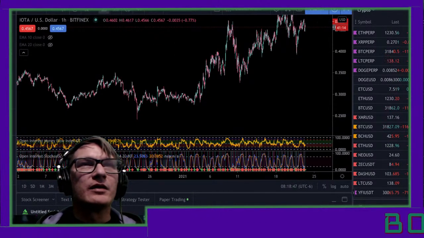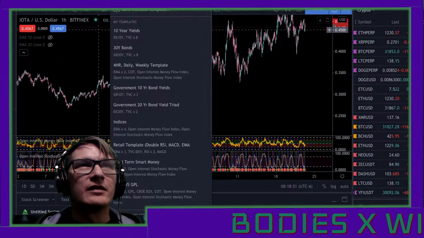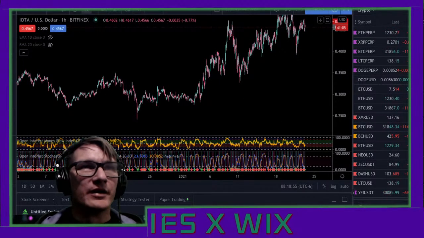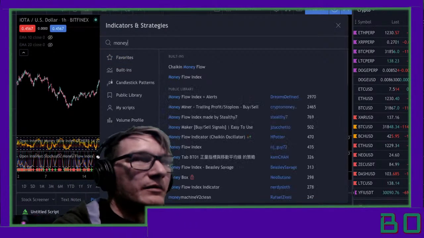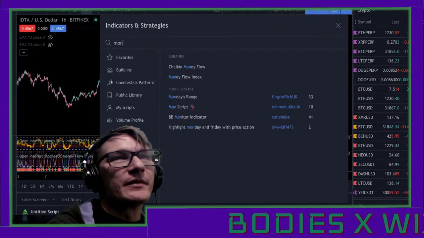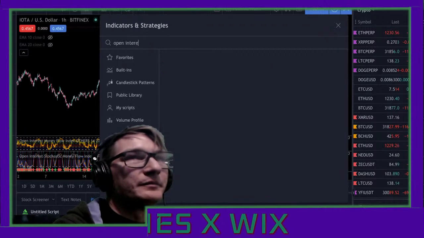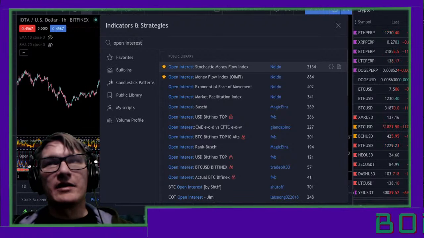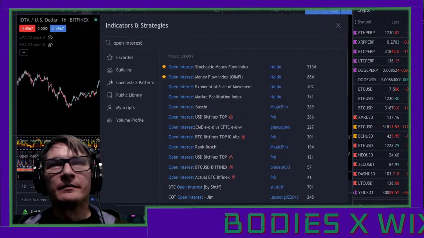So if you were to go to indicators, sorry, not that one. No, that's not it. That's alarm. Oh, it's this one. There you go. Go to here and just type in money flow, or not money flow, sorry, open interest. That's right. Open interest. Here you go. You have stochastic money flow, and open interest money flow index.